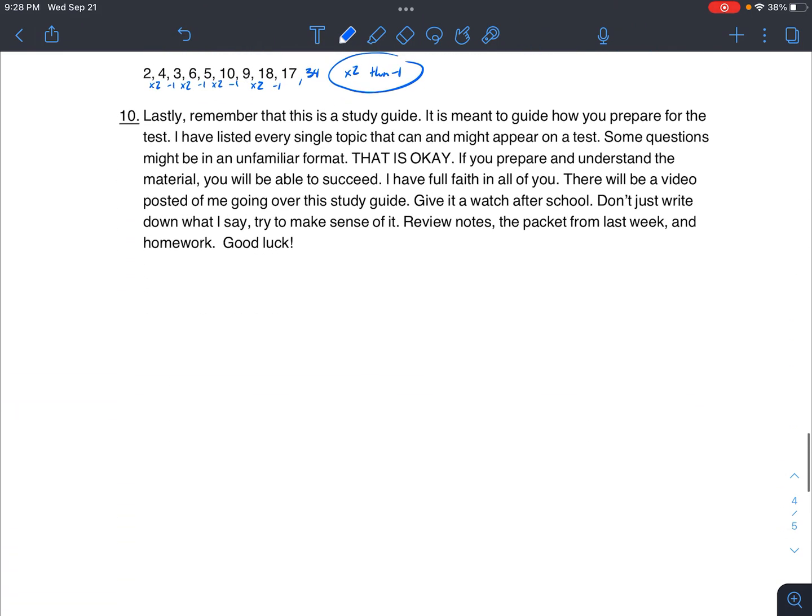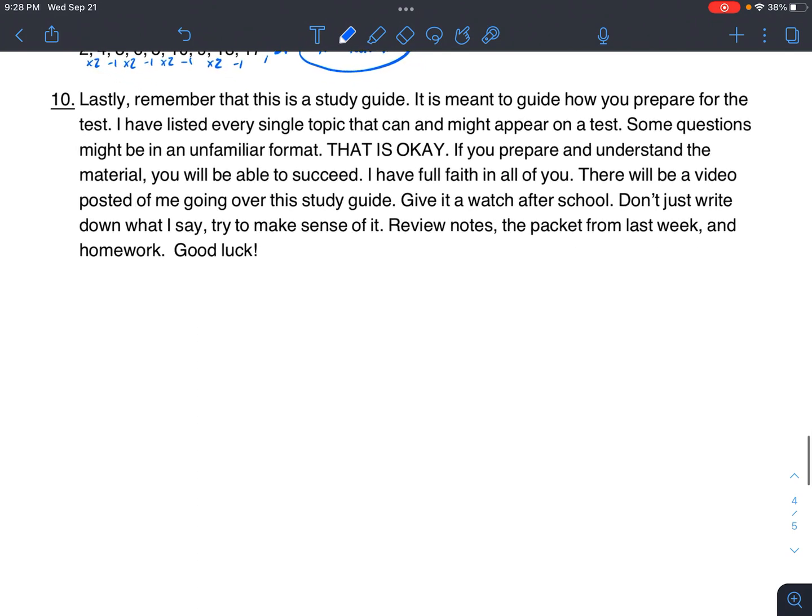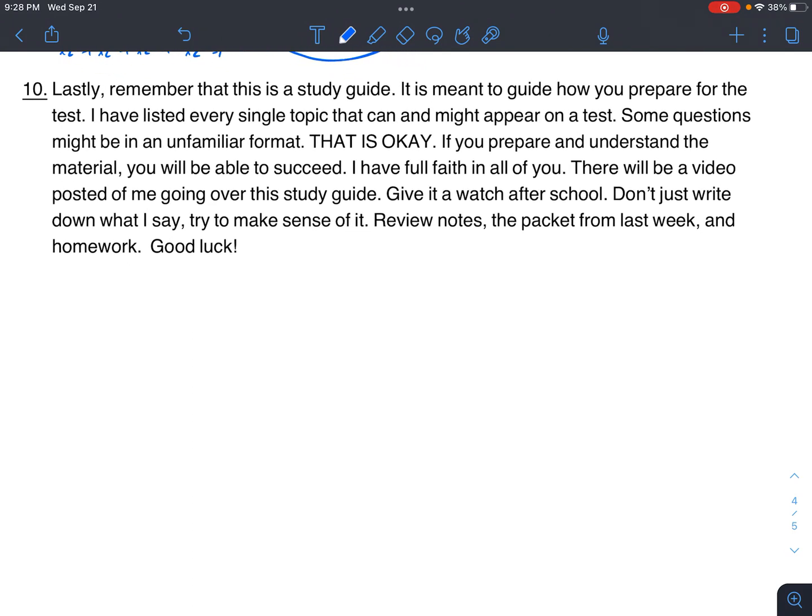So this is the note I make at the end. Remember that this is a study guide. It is meant to guide how you prepare for the test. I've listed every single topic up at the top that can and might appear on the test. Some of the questions are going to be in a different format or an unfamiliar format. That's okay. It's expected. If you prepare and understand the material and you actually know what's going on, you don't just memorize examples, you know how to do them, you will be able to succeed. Like I say, I have full faith in you.